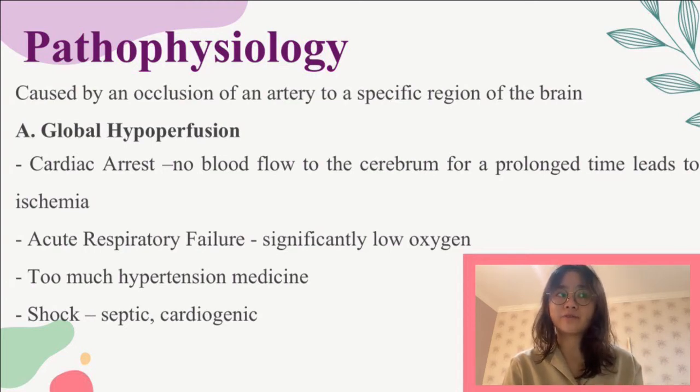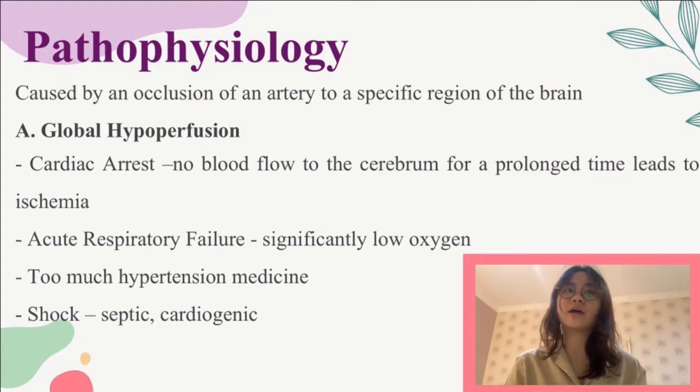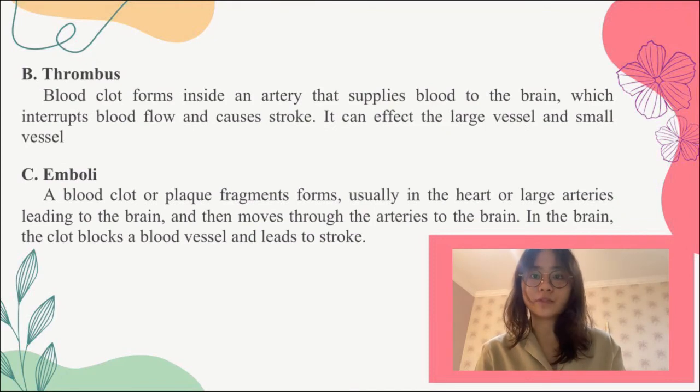Acute respiratory failure can also cause significantly low oxygen to the brain and leads to ischemia. Too much hypertension medicine or shock, like septic shock, neurogenic shock, or cardiogenic shock, can be the pathophysiology too. So one is the thrombus, in which a blood clot forms inside an artery that supplies blood to the brain, which interrupts blood flow and causes stroke. It can affect the large vessel and the small vessel.